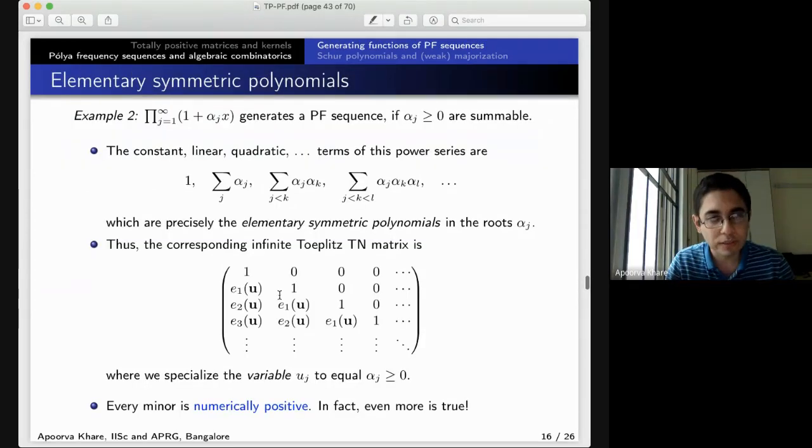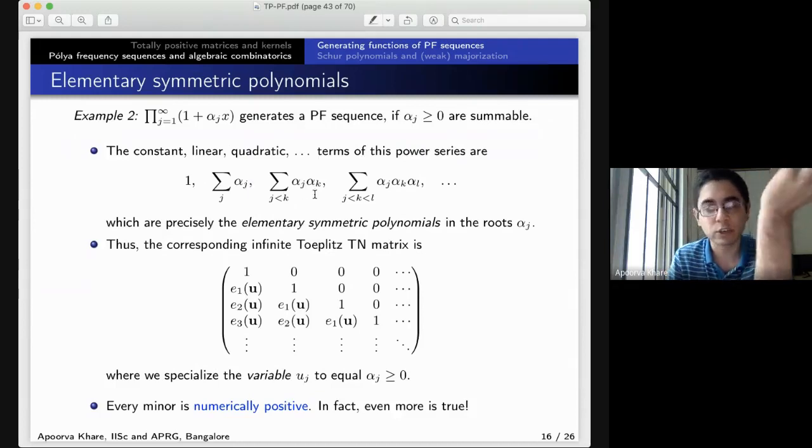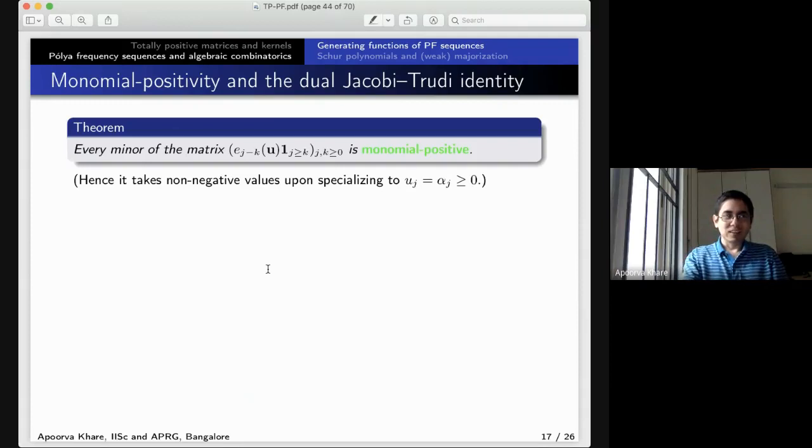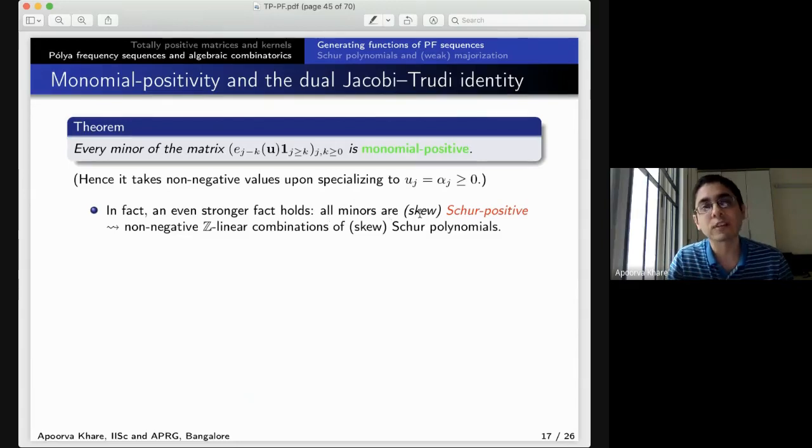So for example, if you look at this minor here, clearly every entry here is a sum of monomials, so that's fine. But if you look at this, E1, 1, E2, E1, the determinant is E1 squared minus E2. And that is literally summation alpha j squared plus summation alpha j alpha k. You remove one pair of cross terms, not two. So again, it's a sum of monomials. And this is true for every minor. And actually, that is not the best possible version. A stronger version is that all the minors are in fact skew Schur positive, either Schur polynomials or sums of Schur polynomials. And so I need to tell you what a Schur polynomial is.